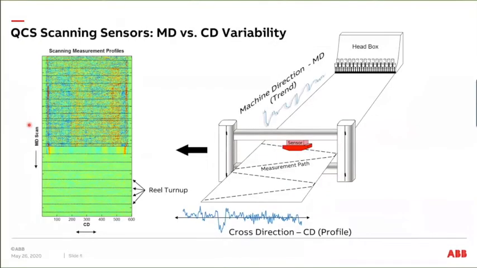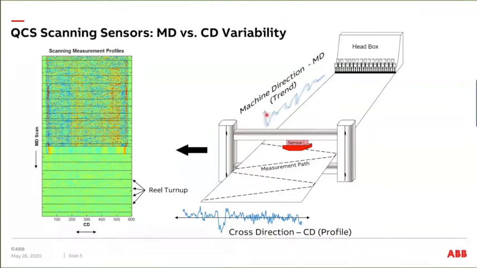So again, a little bit of background, but I think this is a nice visualization. The scanner head package is scanning back and forth across the sheet, and we're getting one profile, what we call, as you're seeing here, a cross direction CD profile. We get one measurement, whether it's weight, moisture, or caliper, each time the sensor head passes across the sheet. So that's commonly the cross direction, or CD, portion or the CD profile.